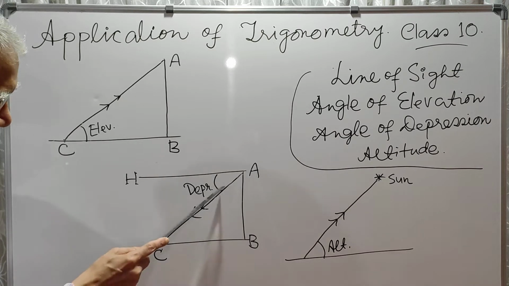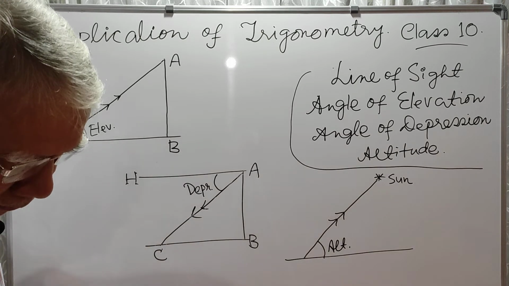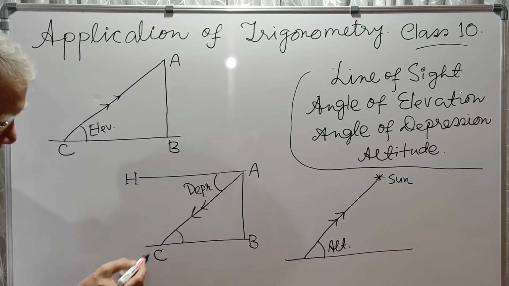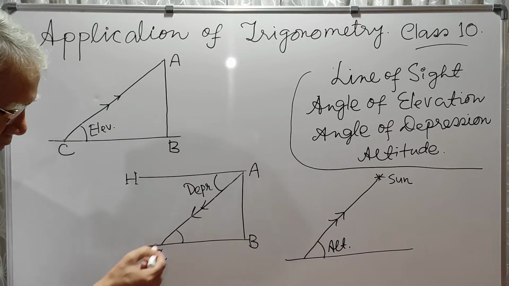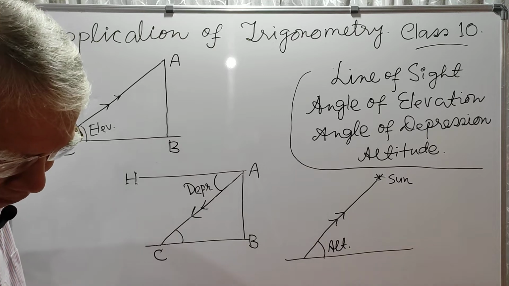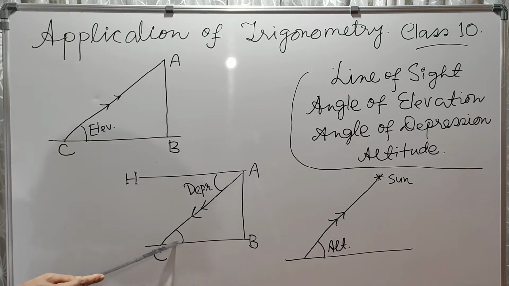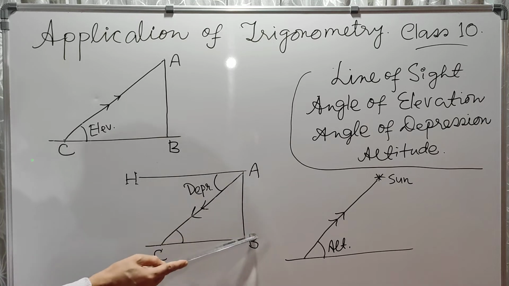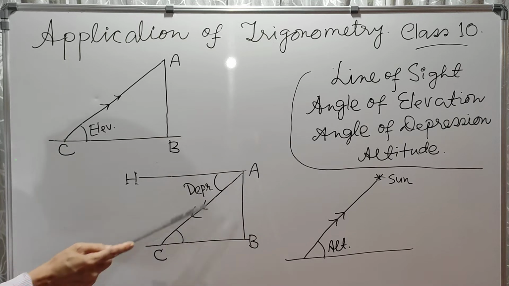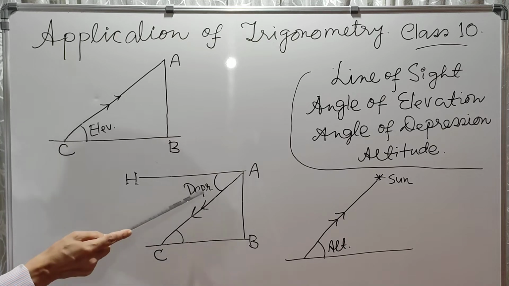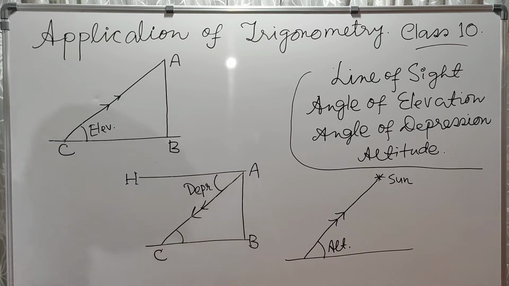Now of course this angle is equal to this angle. Why? These two are parallel lines and this is a transversal. That also you have learnt. So this angle happens to be equal to this angle because these two lines are parallel, horizontal and ground parallel, and this is a transversal. So alternate angles are equal. So this is angle of depression, this is also angle of depression.